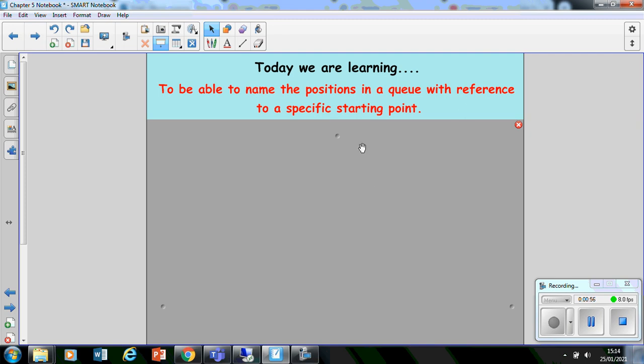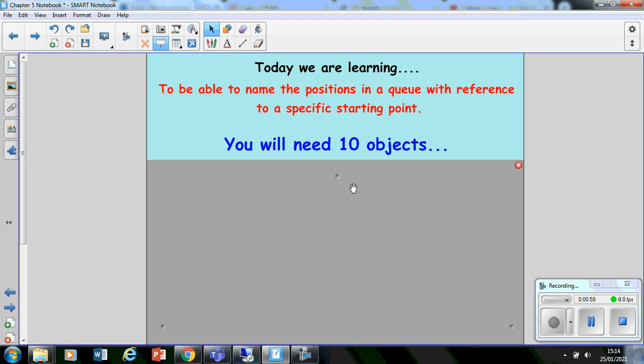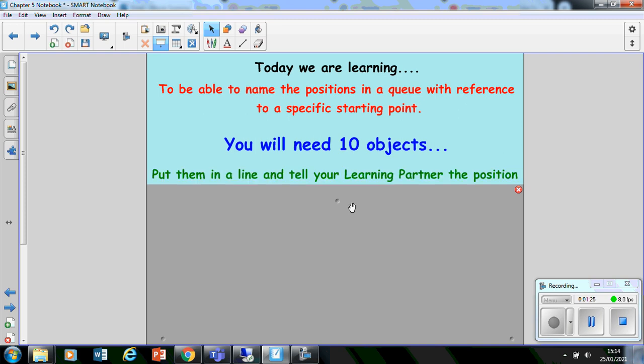But before we do, for our warm-up, you will need 10 objects. Now, I don't mind what they are, but they all need to be different. So it could be 10 different toys, 10 different types of spoons, or 10 different objects. It could be a book, a ribbon, a piece of paper, a hairbrush, a teddy. It could be all sorts of 10 different things. Okay? And when you've got those, come back and we will carry on. Now, once you've got your things, you are going to put them in a line and tell your learning partner the position of each object in your line.